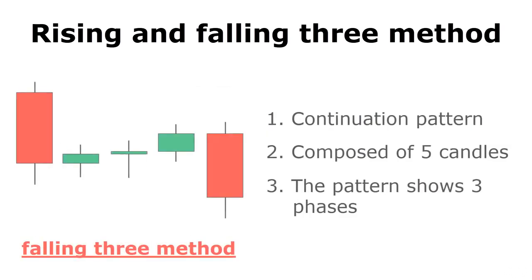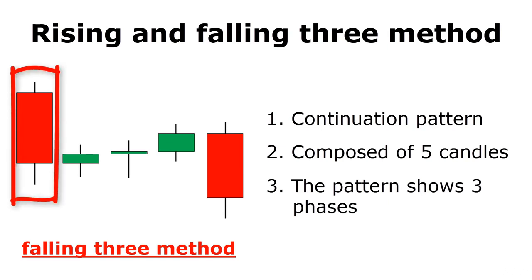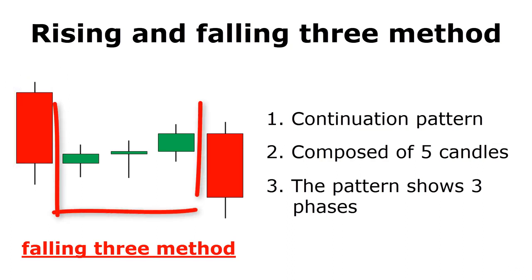What about the falling 3 method? Well, it's just the bearish counterpart of the rising 3 method. So this time we will see this pattern during a downtrend. Analyzing again the 3 phases, we have a first phase with a long red candle that confirms the downtrend. Then we have 3 rising or lateral candles that move inside the high-low range of the first candle.